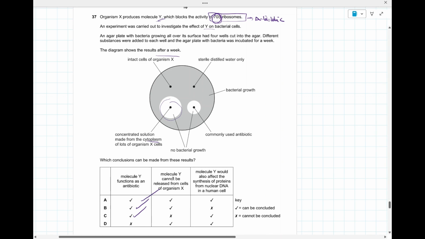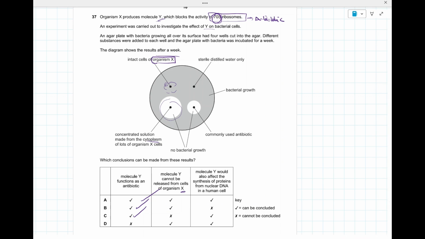Now, the second option here, molecule Y cannot be released from cells of organism X. Alright, this is slightly tricky. We could see the intact cells of organism X. A normal living cell of organism X has no bacterial killing around it, so bacteria normally grow around it. Therefore, this means that in a normal living cell of organism X, the substance is not released.